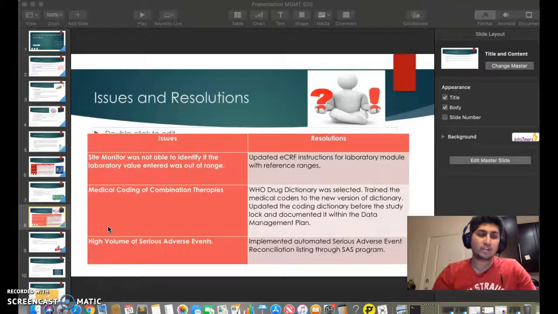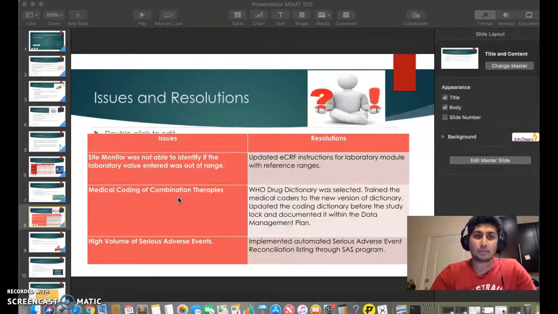Moving on to the second issue, which is the medical coding of combination therapies. In order to resolve this issue, we chose the WHO Drug Dictionary and trained the medical coders to find the new version of all the dictionaries. Update the coding dictionary before the study, log and document it so that the data management plan can be successful.